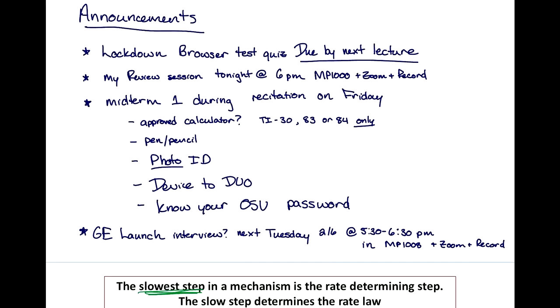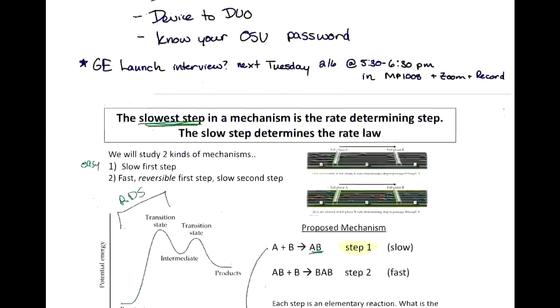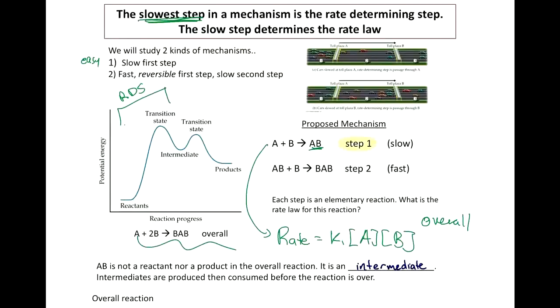All right, so the plan is let's finish up chapter 14 and then do some review. Okay, we left off on mechanisms. Is mechanisms on the exam? No, it's not. But are rate laws on the exam? Yes, so we're still learning about rate laws because mechanisms is the last way to determine a rate law of a reaction. So there are 2 types of mechanisms we will study.